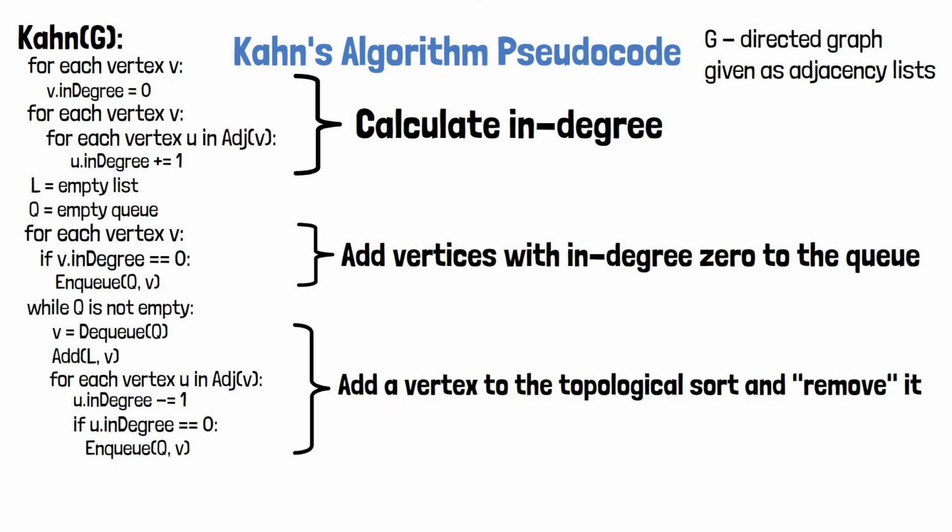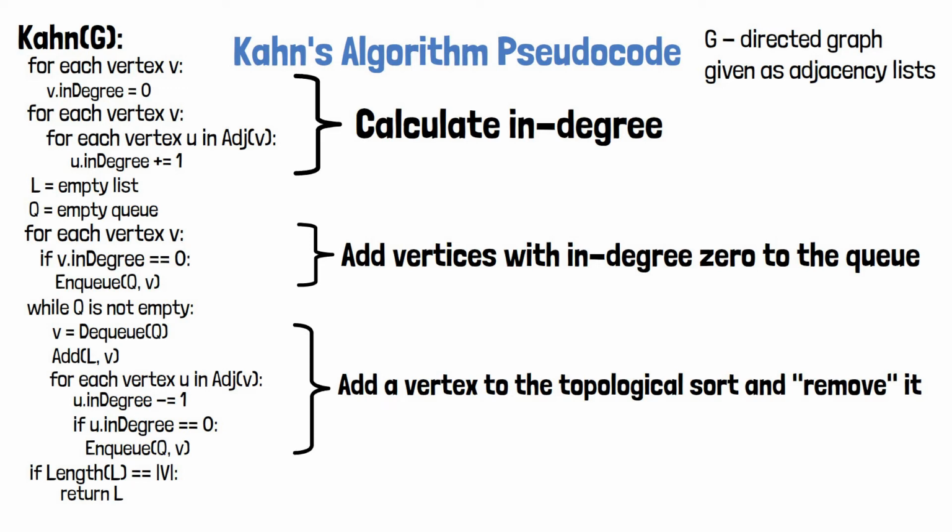When the queue is empty and we exit the while loop, there are two options. One is that we handled all vertices. In this case, the size of the topological sort is the same as the number of vertices V. If this is the case, we return L as the topological sort.